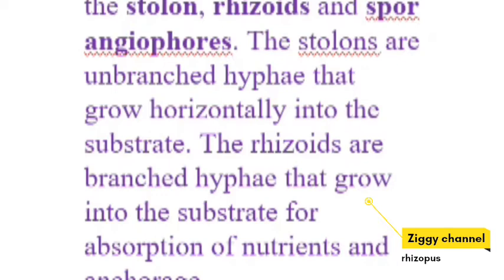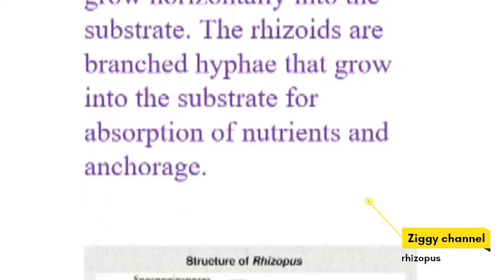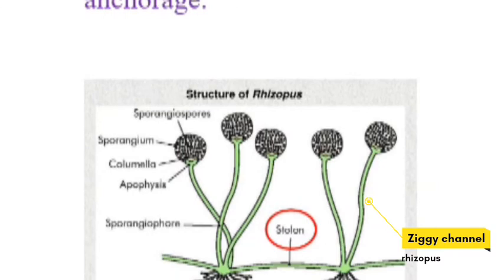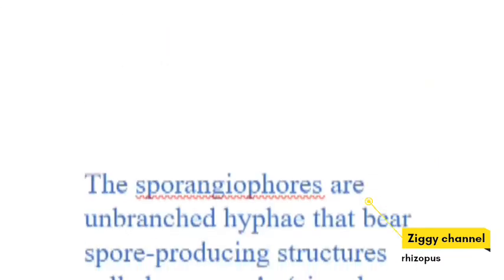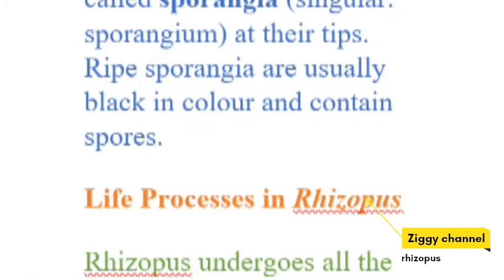The stolons are unbranched hypha that grow horizontally on the substrate. The rhizoids are branched hypha that grow into the substrate for absorption of nutrients and anchorage. The sporangiophores are unbranched hypha that bear spore-producing structures called sporangia, singular sporangium, at their tips. Ripe sporangia are usually black in color and contain spores.